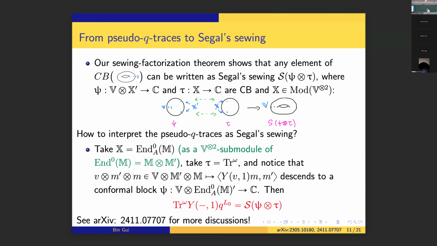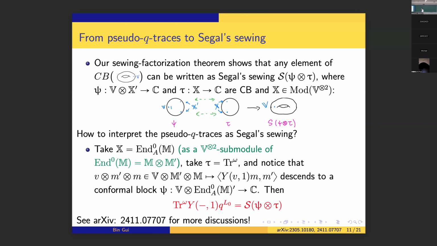Okay, so this is one direction. It shows you how to go from the pseudo-q-trace to the Segal sewing. I think this is one half of my talk, and as you can guess, the second half of my talk is to go the other direction. I have to explain, at least in genus 1, how to realize this Segal sewing, this sewing factorization theorem, going from that side to the pseudo-q-trace side.